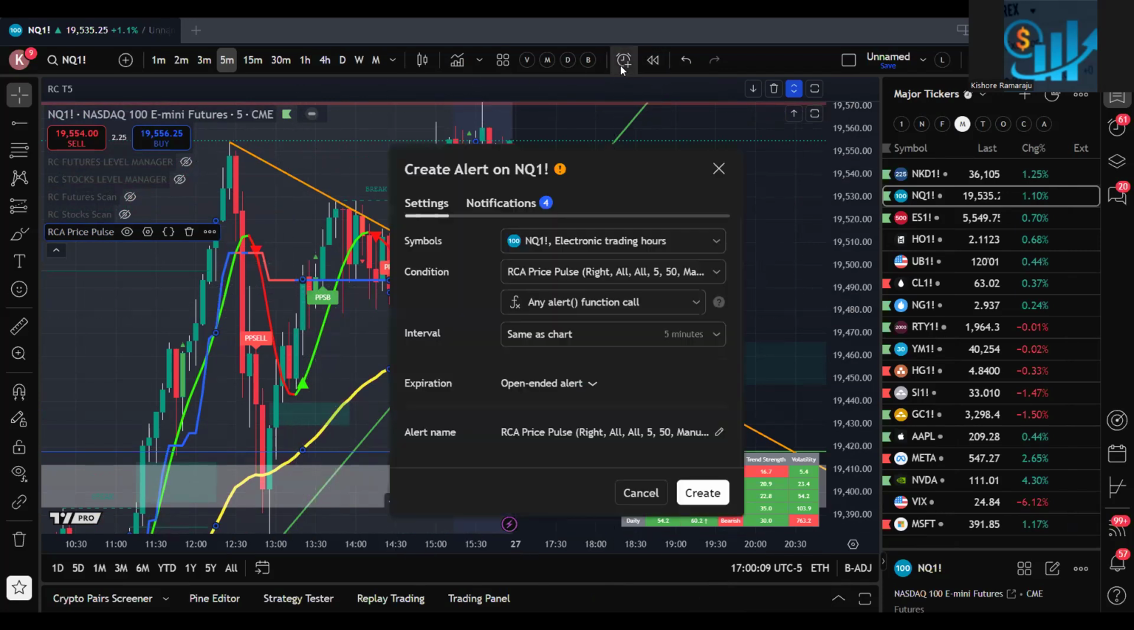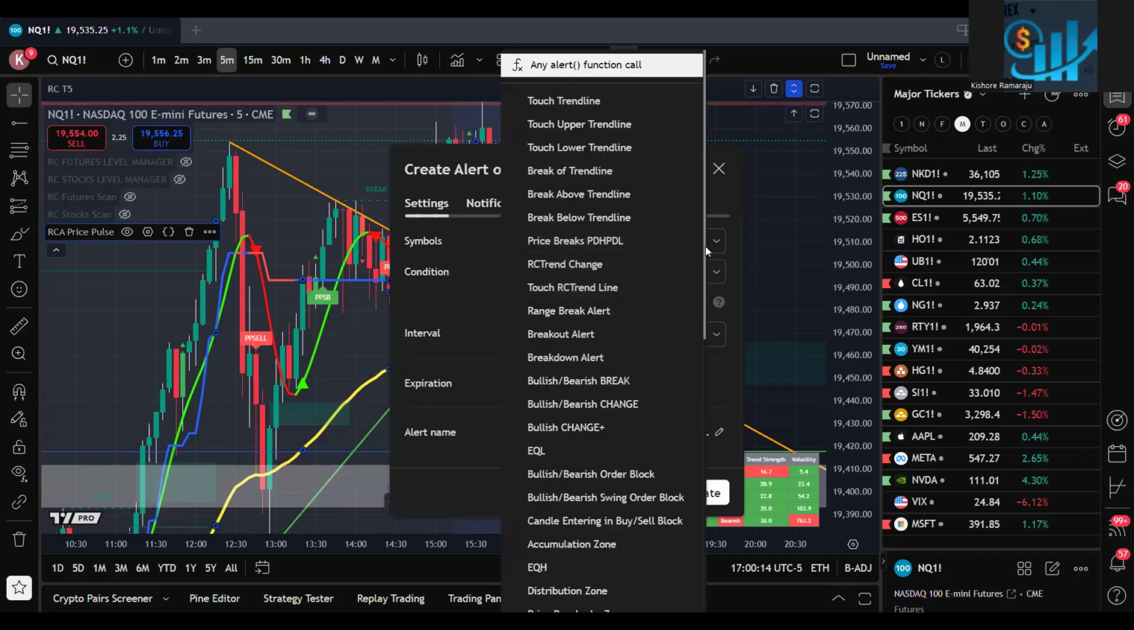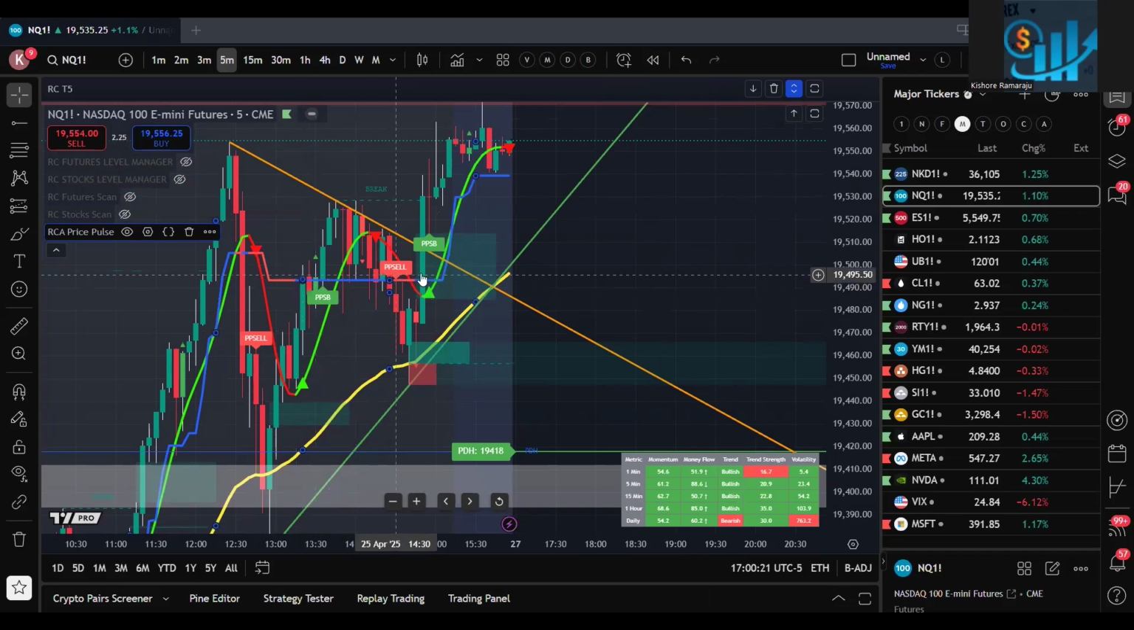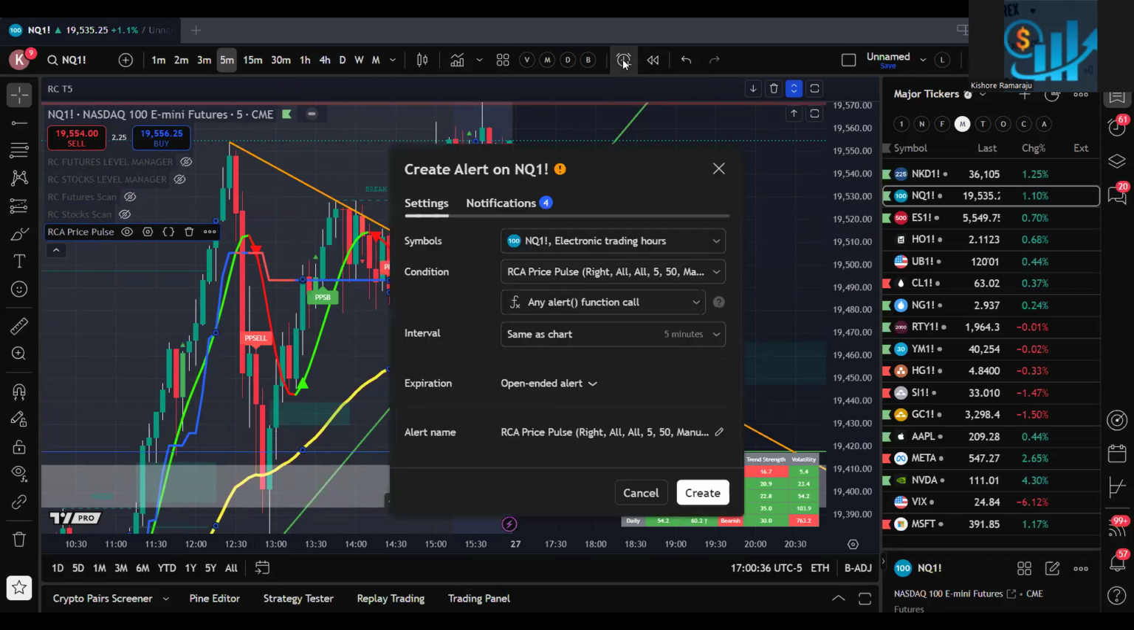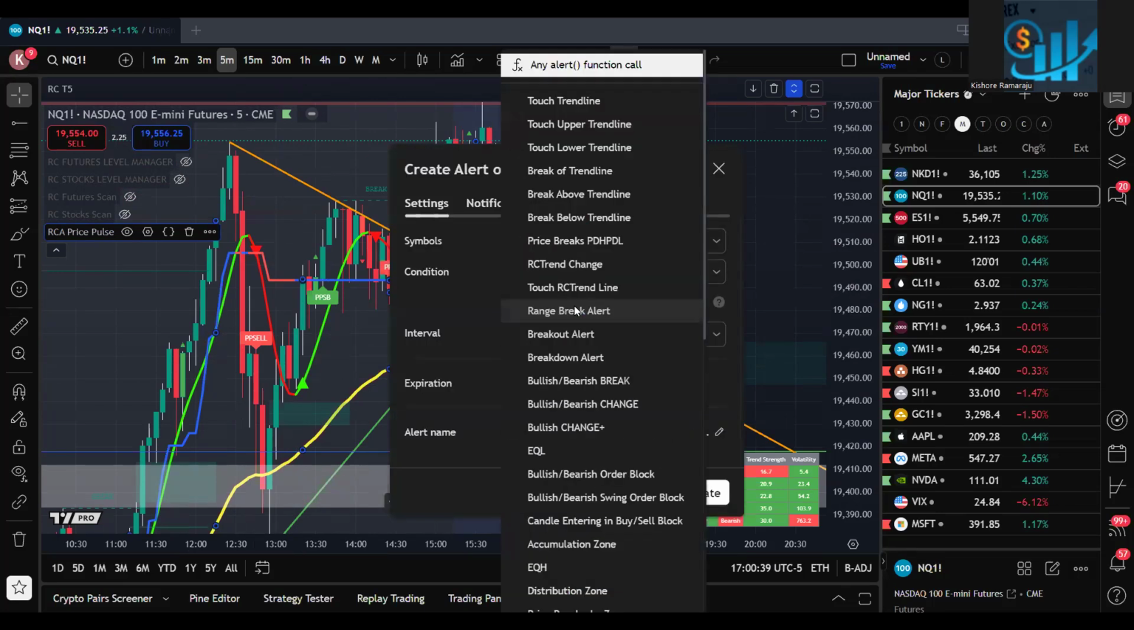So you can always click on the alert, price pulse, and then touch RC trend line. This is your trend line. Whenever this is blue, that means the trend is bullish. Whenever this line is red, that means the trend is bearish. Whenever the candle touches the trend line and you are above, if the price pulse is above the green line, that is a very, very good opportunity. So all you need to do is select RC price pulse and then select this RC touch trend line.